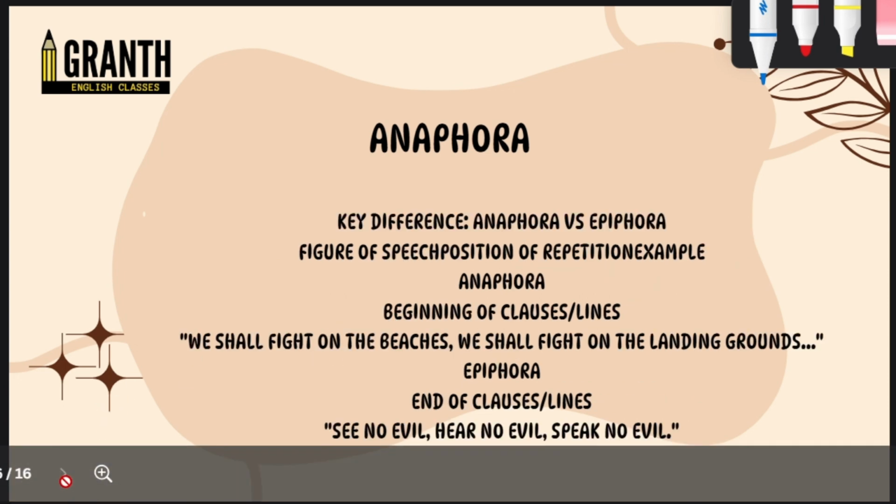Now, there's a difference. You get confused between anaphora and epiphora. Anaphora is the repetition in the beginning of the clause or line. We shall fight, we shall. So what has been repeated here? We can see, we shall. Now epiphora is repetition at the end of the clause. See no evil, hear no evil. So what has been repeated? Evil. So this is the basic difference between anaphora and epiphora.